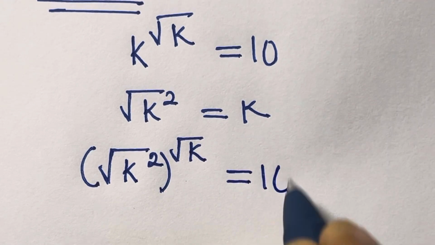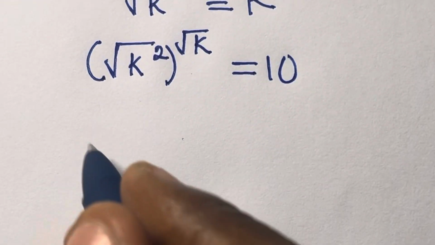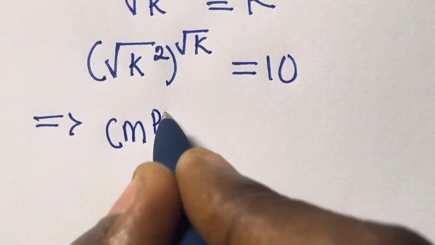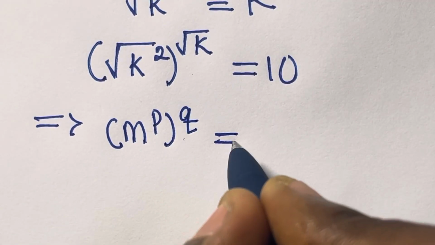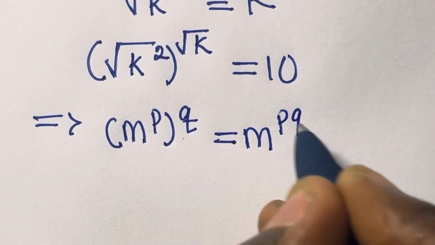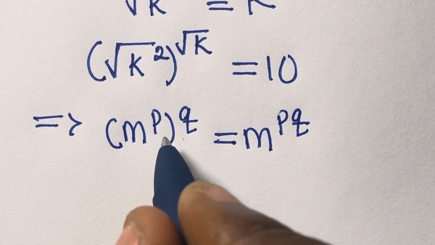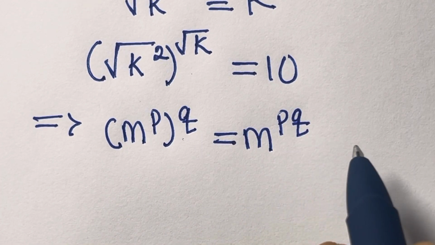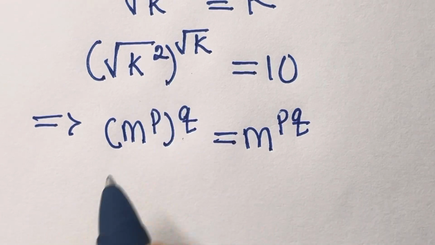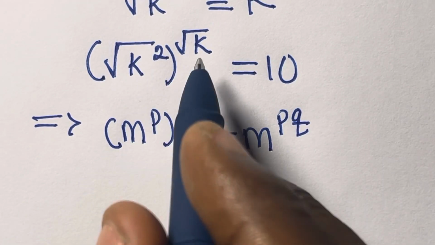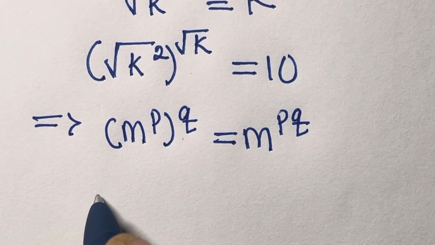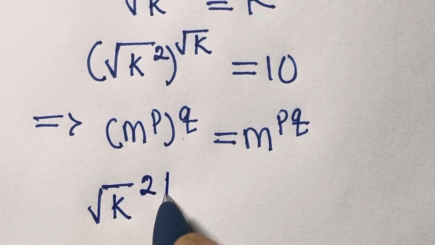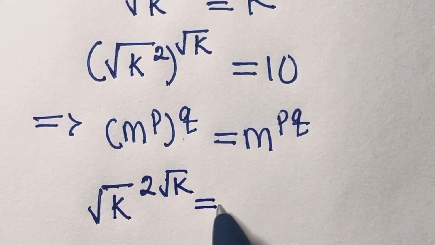So equals 10. So now let's recall that if you have m raised to power p raised to power q, this equals m raised to power pq. When one number raised to a certain power is again raised to another power, the powers are multiplied, from the product power law of indices. So now we multiply these two, and this square root of k, so that we have square root of k raised to power 2 root k equals 10.